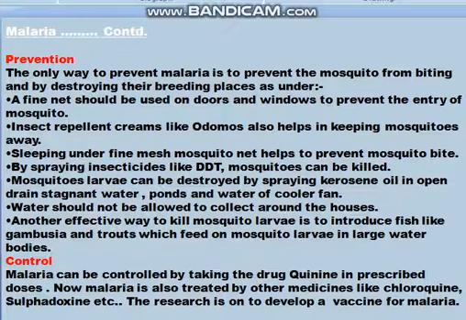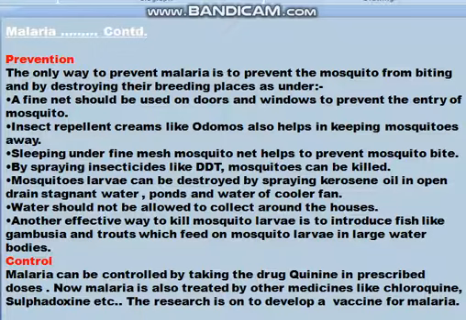It is said that prevention is better than cure. So in case of malaria also we have to prevent it, and there are certain ways by which we can do so. The main purpose in prevention of malaria is to keep away the mosquitoes, and we can do that by using fine nets on the doors and windows, or certain insect repellent creams like Odomos. Then we can sleep under fine mesh mosquito nets to prevent mosquito bites, or by spraying insecticides like DDT etc. mosquitoes can be killed, or we should spray kerosene oil in open drains or stagnant water in ponds and water of the cooler fan to kill the larvae.